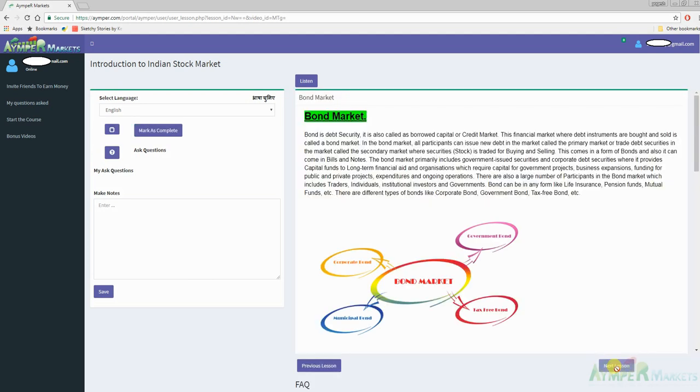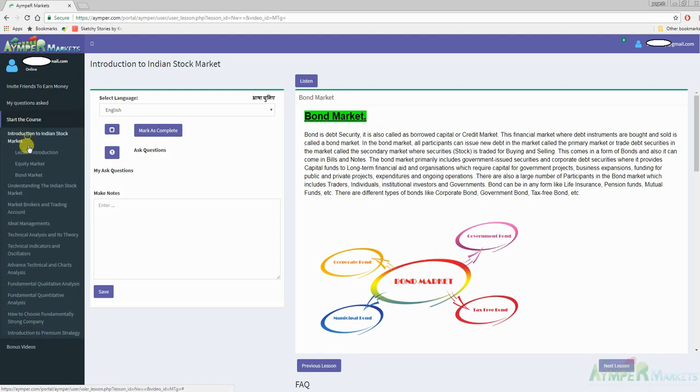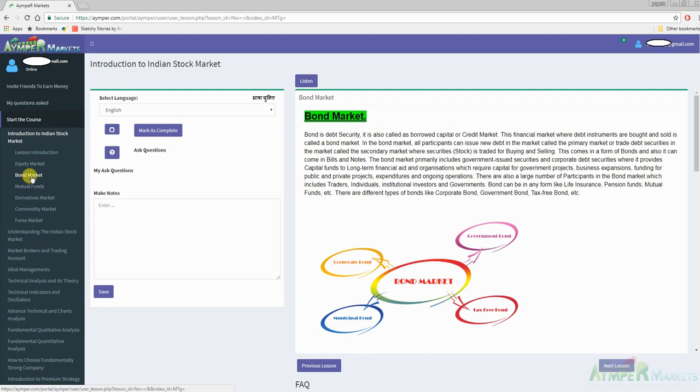So again we press on next lesson, that is bond market. Now over here, see bond market, you are on the first chapter, third subtitle, that is bond market, and so on and so forth, you keep going ahead.